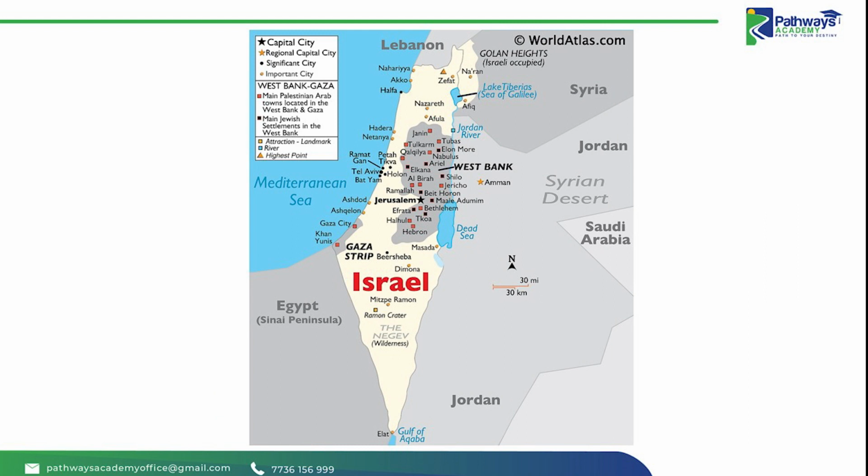Then the next important thing is cities in Israel. The most important city, we all know, is Tel Aviv. You can see Tel Aviv is situated on the banks of the Mediterranean Sea. Another major important city is Haifa. Please note it down.